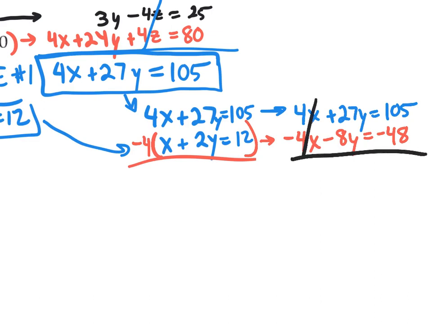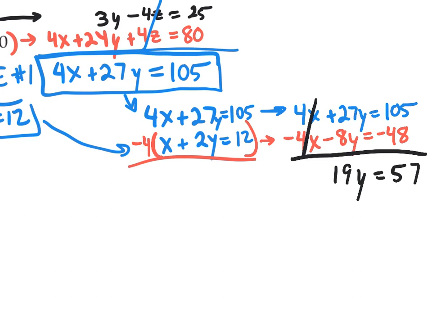The 4x's really do eliminate. 27 take away 8, what is that, 19? 19y. Bring down 105, take away 48. I do not know what that is. That's 57? I hope somebody checks that on a calculator, because if I make a mistake here, everything's done. Thank you for verifying.